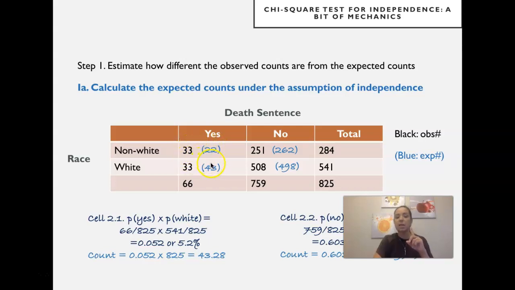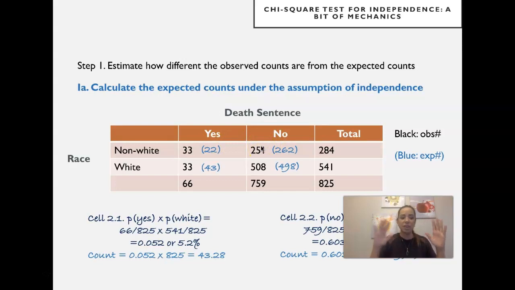And the expected number of whites that would get the death sentence is actually larger than the number that are actually getting the death sentence, right? And the opposite is true on this side. Okay? The expected number of non-whites not getting the death sentence is actually larger than the number of non-whites that are actually not getting the death sentence.